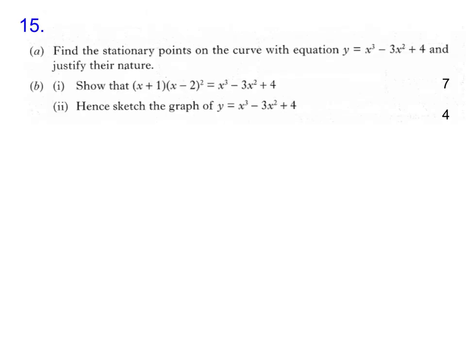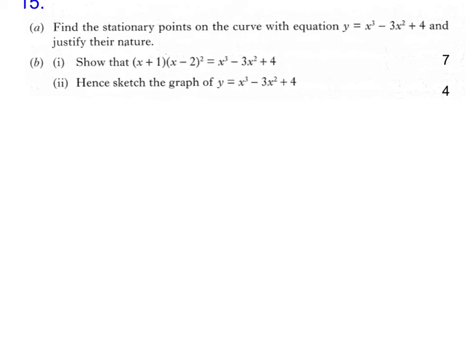Question 15, right, so we're on to the actual big questions. It asks us to find the stationary points on the curve and justify their nature, and therefore sketch it. So this is what I call a bread and butter question. If this comes up, brilliant. We know the method for stationary point: differentiate, nature table, and so on. So the first thing we're going to do is find the stationary points on the curve.